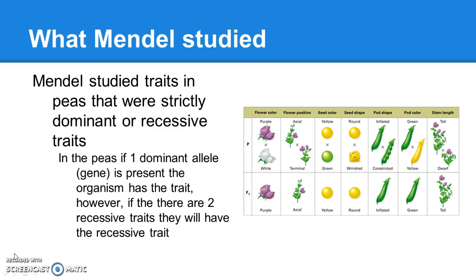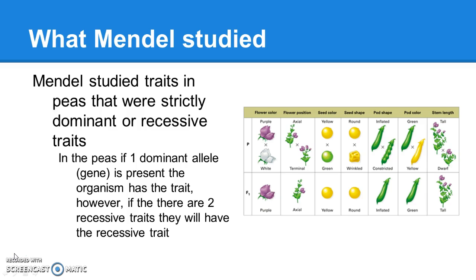So what did Mendel study? Mendel studied peas, like we said, and they were strictly dominant or recessive. And you might be wondering, okay, you keep saying this dominant or recessive. Well, in peas, if one dominant allele or gene is present, the organism has the trait. This is the same with you. If you have one dominant allele, you have the trait. You must have two forms of the recessive trait to have the phenotype of the recessive.